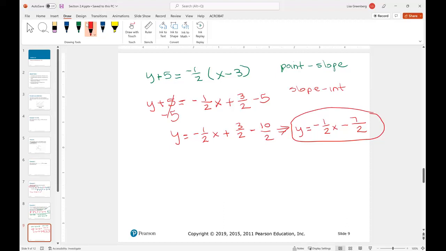And then the last thing we need to do is turn it into standard form.